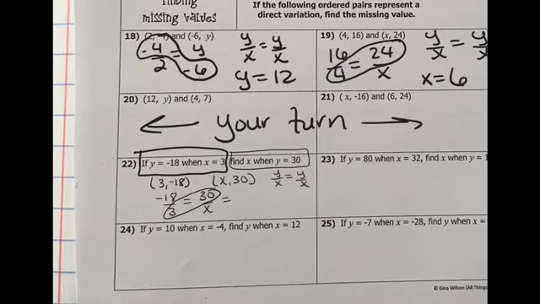So set up your ordered pairs, and then you set up your proportion, and you would be able to solve 23, 24, and 25. Okay, guys, that ends our lesson for direct variation.